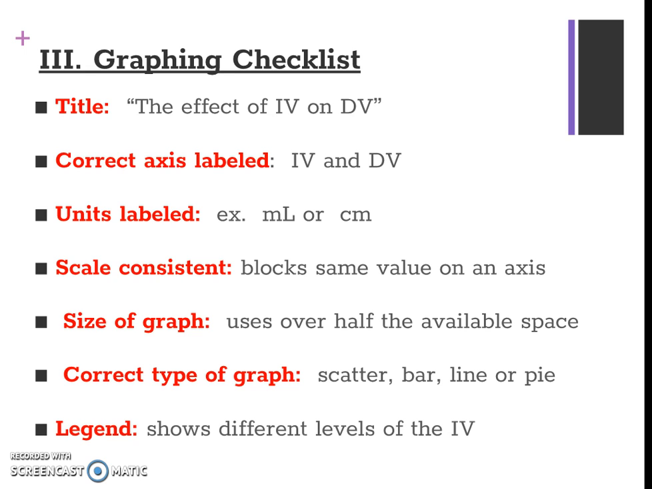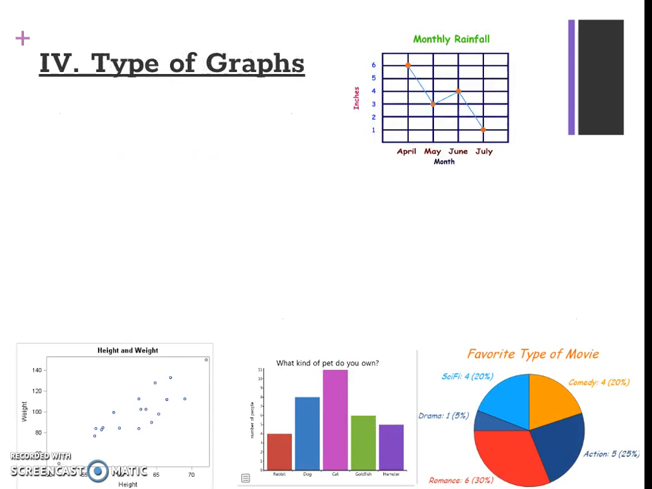And the graph should have a legend that shows the different types of IV. So if I have 0% salt versus 10% salt, how am I going to show that on the graph? I'll probably use different symbols or different colors, and I'll put them in a legend. So here's my different types of graphs. This is our last thing.